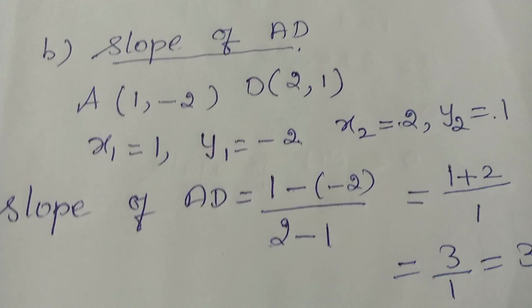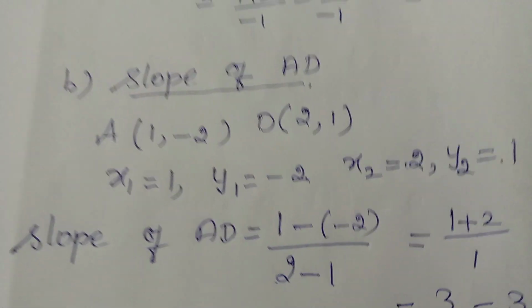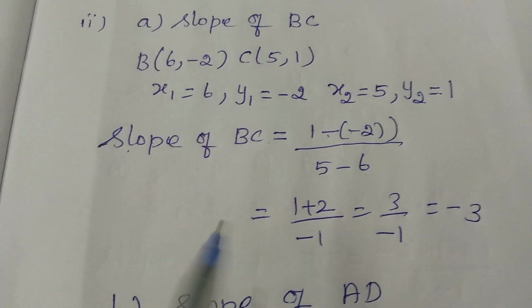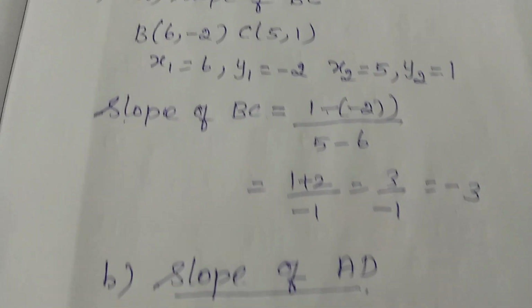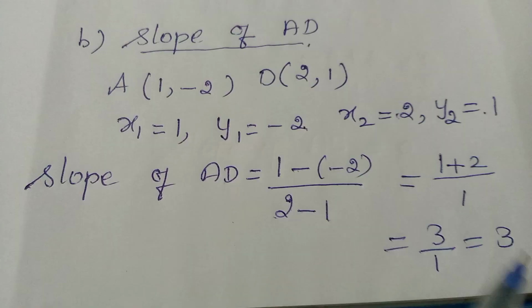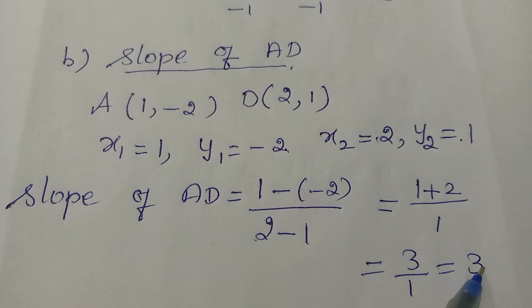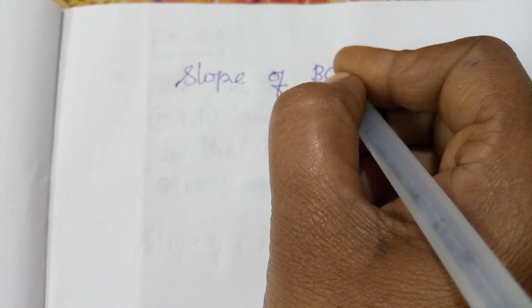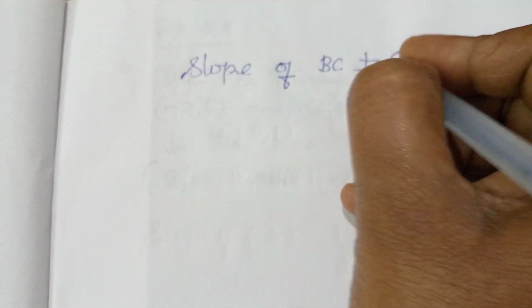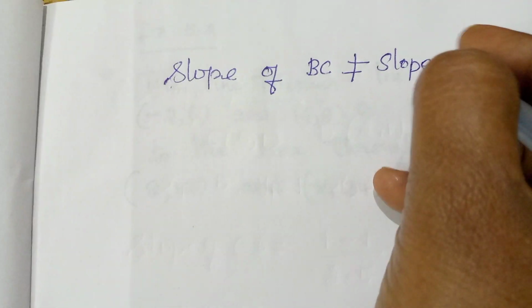Let's compare the slope of BC and slope of AD. Slope of BC we have minus 3. Slope of AD we have 3. Is it equal? No, not equal. Let's write slope of BC is not equal to slope of AD.